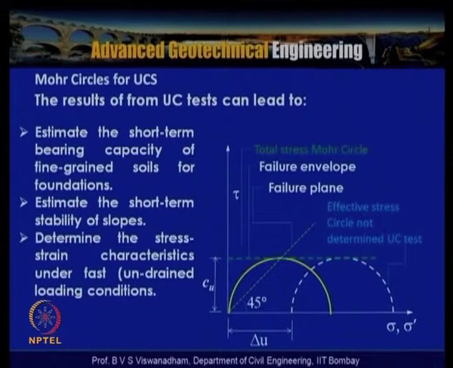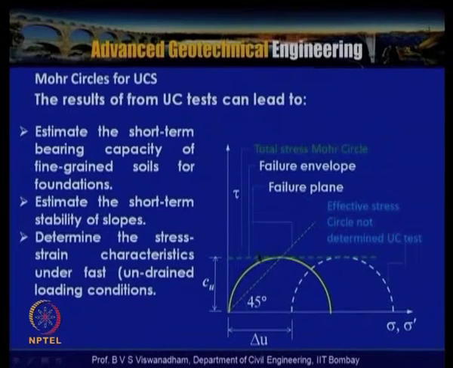And the resultant Mohr circles for the unconfined compressive test are shown here. This is the total stress circle, which starts from the origin because sigma 3 is equal to 0, and this is the Mohr-Coulomb failure envelope. If the effective stress circle were shown, it would be towards the right side because delta u is negative, and if it is positive it comes to this side. The effective stress circle cannot be determined in the UC test, it is only indicated here. As phi u is equal to 0, the failure plane, 45 plus phi by 2, is only 45 degrees.